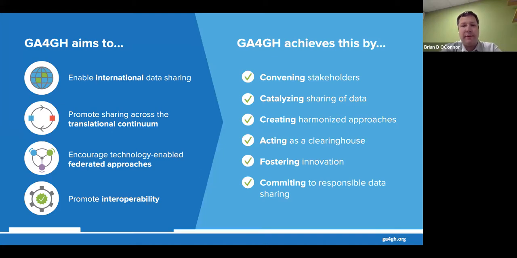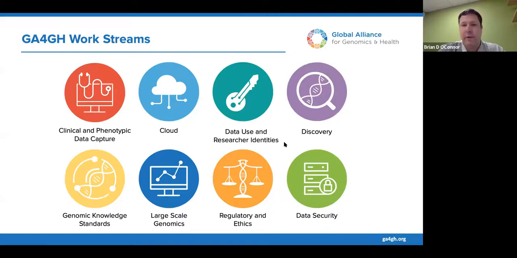All right, so again, apologies for my slow transition on these slides. But how do we do that from a more practical perspective? That gave you a high level view of what GA4GH is aiming for, and at a high level, how that's being achieved. But on the level that I and other co-leads work, we work in the concept of work streams. And so there are 8 work streams through GA4GH.